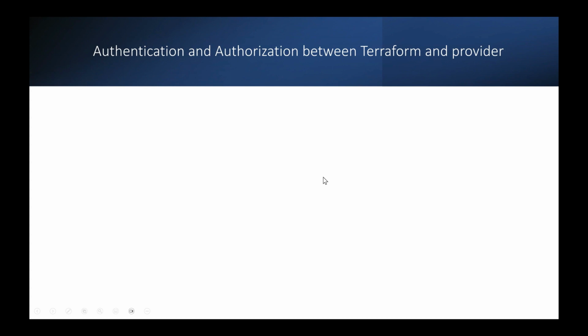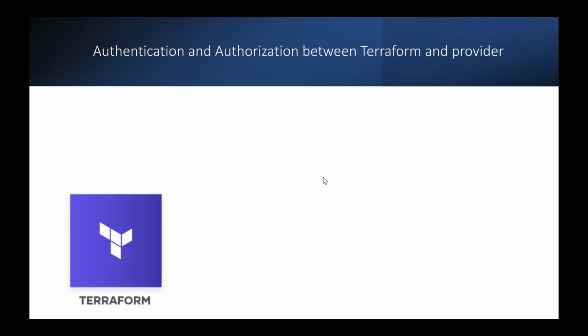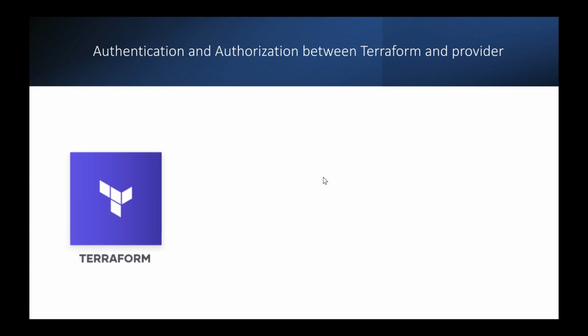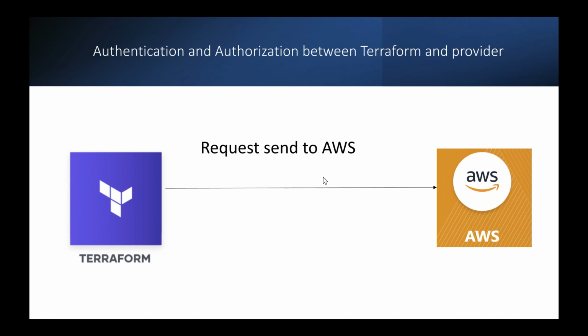Next topic is, before going into the hands-on, let's look into the authentication and authorization that is needed between Terraform and provider. Let's try to understand what it means. So we have the Terraform tool on our local machine or on some server, and we are sending a request to AWS to create a resource. Let's say I want to create an EC2 instance. So what happens is AWS will reply to us.